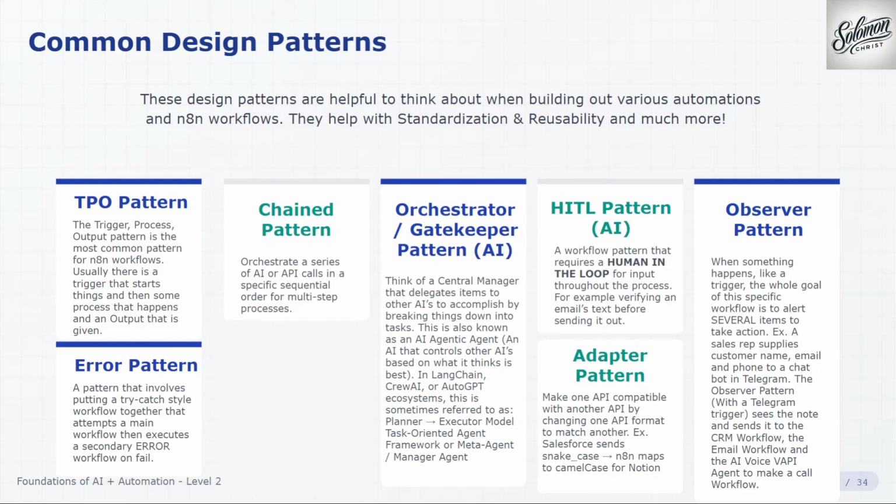Next, we have the error pattern. And this is a pattern that involves putting something called a try-catch style workflow together. And basically the concept is you're going to try to do something, and then whenever there's an error, you're going to send it off to a sub workflow or a secondary workflow to capture that error and now do something. And so the error pattern is something that you're going to see a lot of, or you're going to use a lot of.